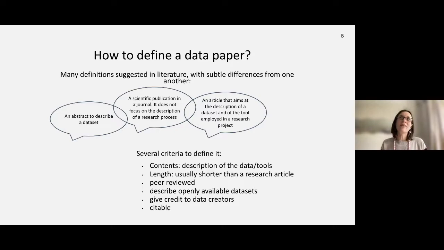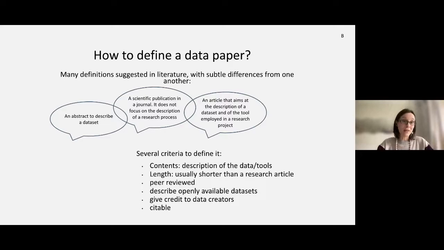Or others have defined it as an article that aims at the description of the data set and of the tool employed in a research project. So the main elements of the data paper are that the content is a description of a data set and, more broadly, also tools. So a research object, loosely intended, is the main focus and main content of a data paper.